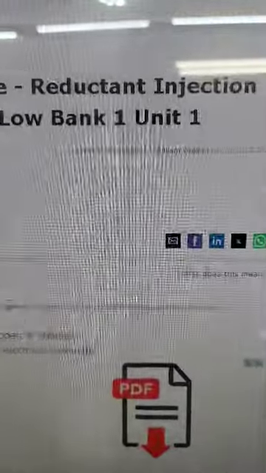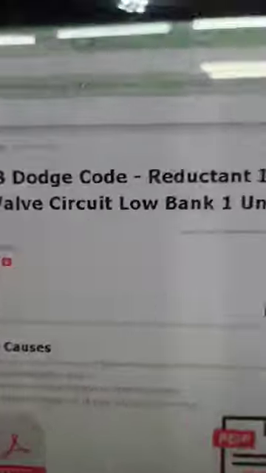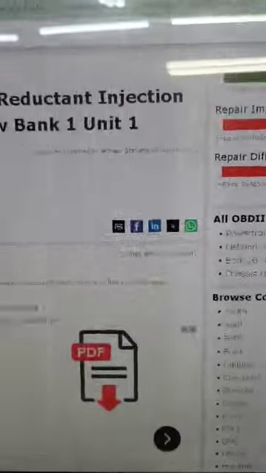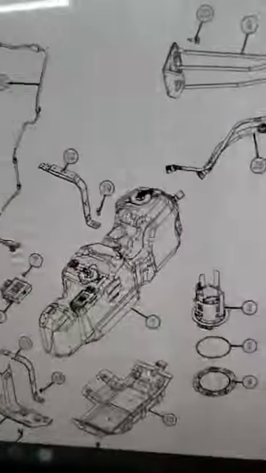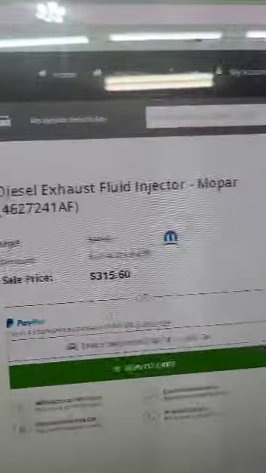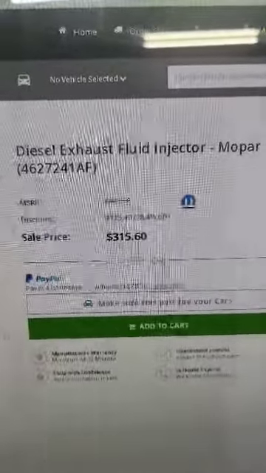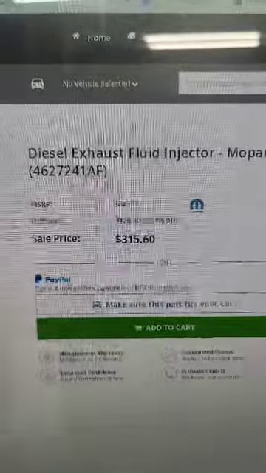P2048, which is the reductant injection valve, bank 1 unit 1, which is this one right here, number 8, and here is the picture for it, and there is the part number if you need it. This one right here.